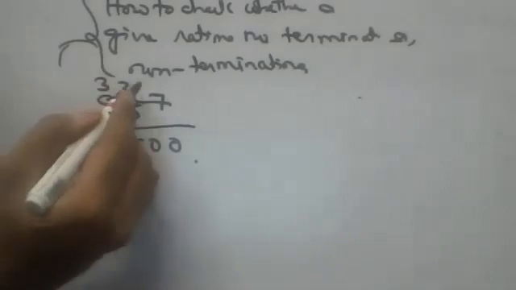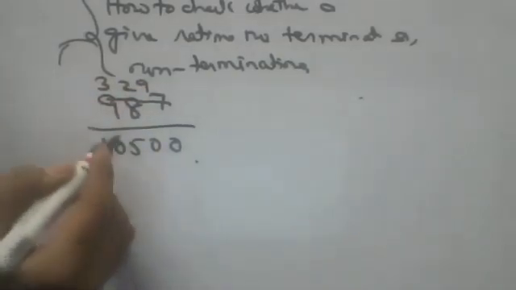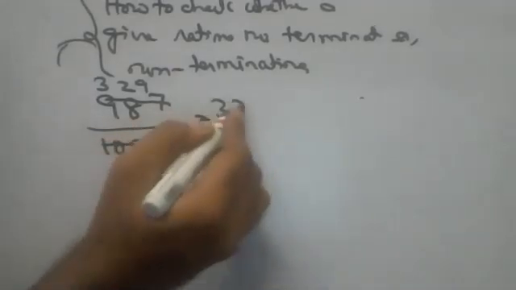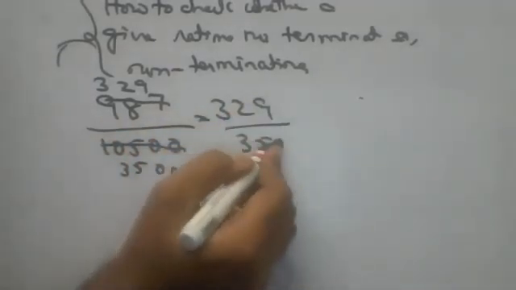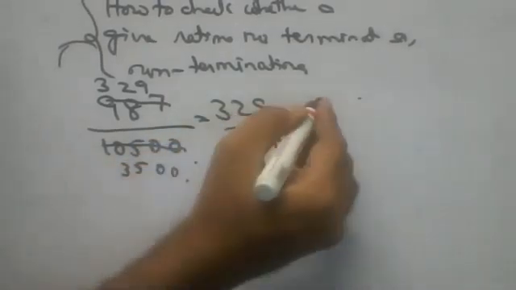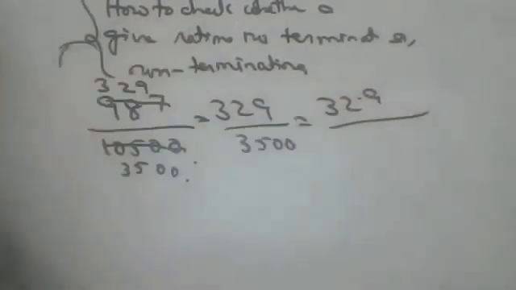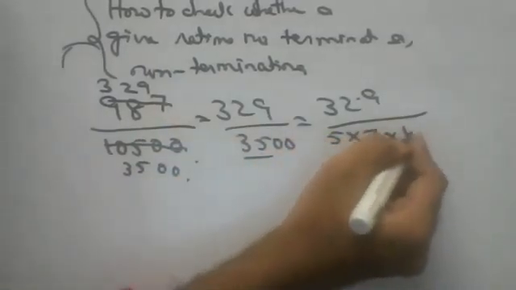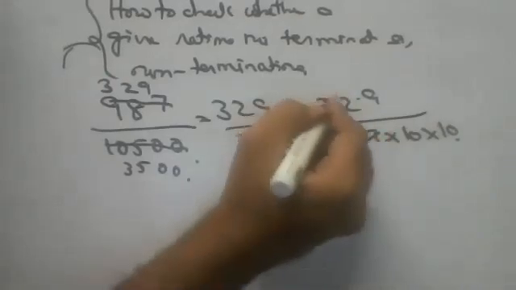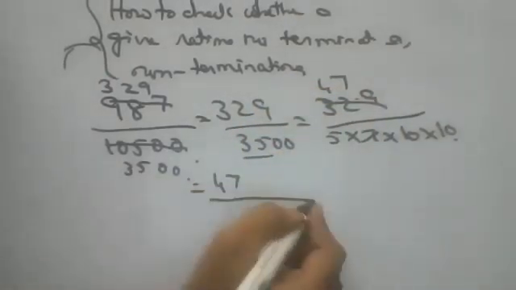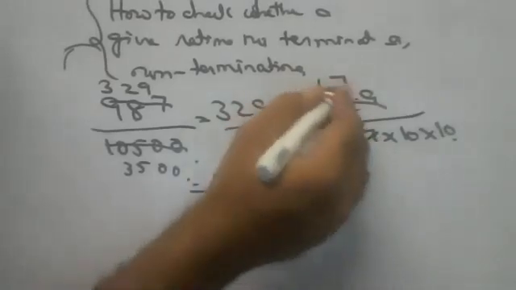3 3s are 9, 3 2s are 6, 3 9s are 27. And 3 3s are 9, 3 5s are 15, 3500. So 329 by 3500. Okay, children. Children, 329 by 3500 means, see here, 5 into 7 into 10 into 10. Please listen. 7 4s are 28, 7 7s are 49. The 7 table is going on.